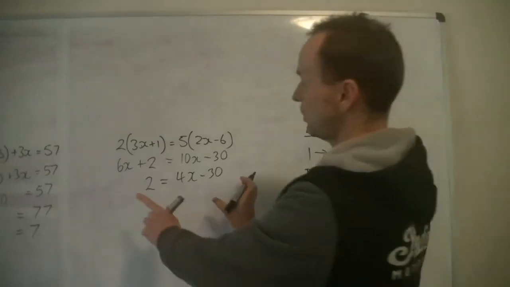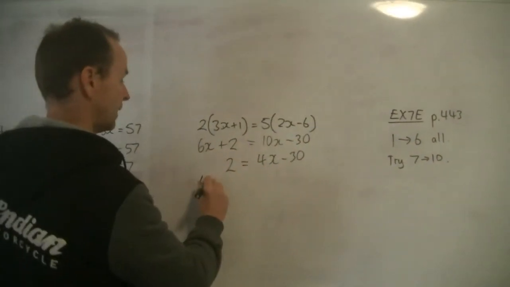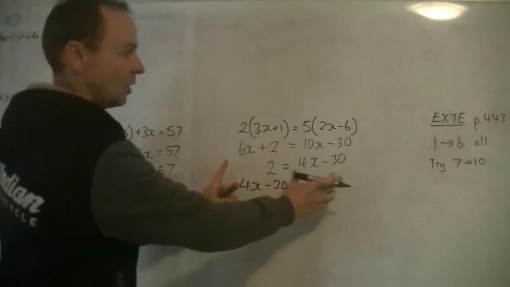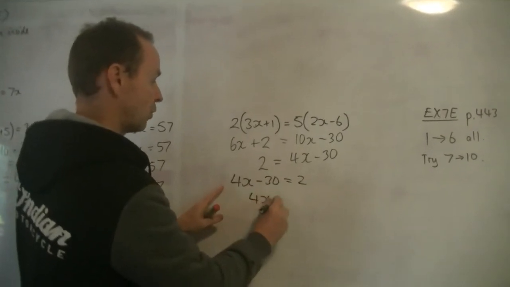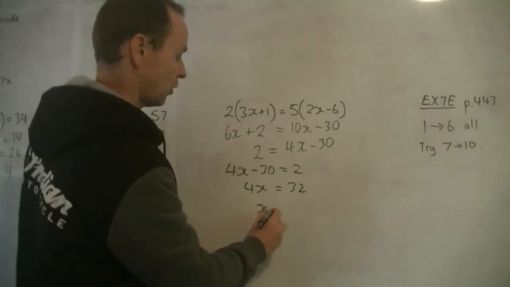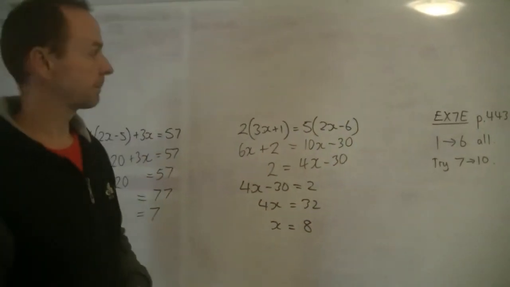So that's an easy equation, but I like having the x's on the left, so I'm just going to swap the sides over. So I've got 4x minus 30 is equal to 2. So I did nothing. All I did was swap the sides. Plus 30 to both sides, 4x equals 32. And divide both sides by 4. 4 8s are 32. So the answer is 8.